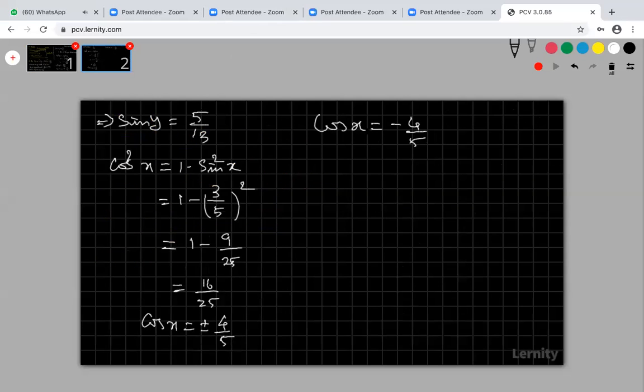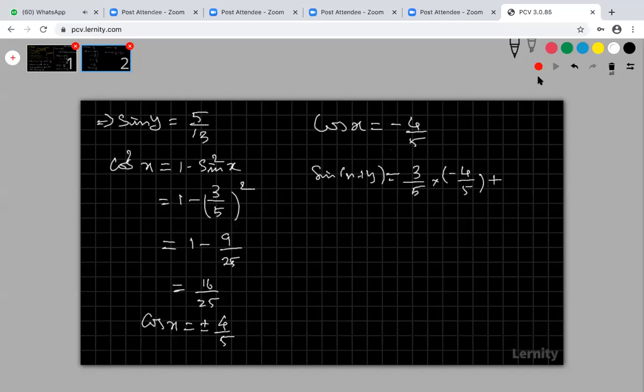What about my cos x is minus 4 by 5? Okay, now come to the question: sin of x plus y. What is my sin of x plus y? Sin x cos y. What is my sin x? My sin x is 3 by 5. Okay, my cos y. What is my cos y? Sorry, my cos y is here.